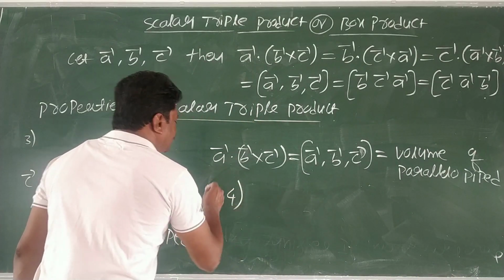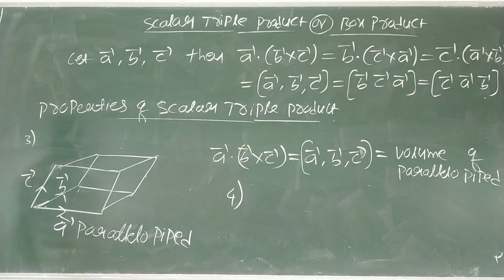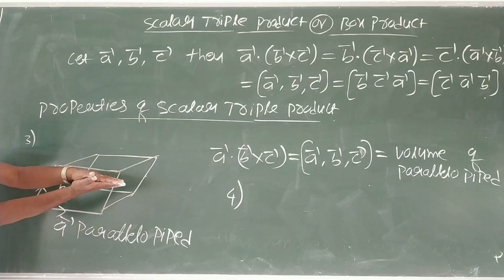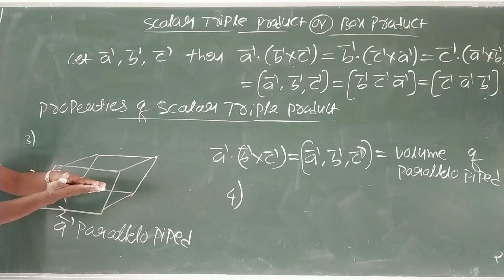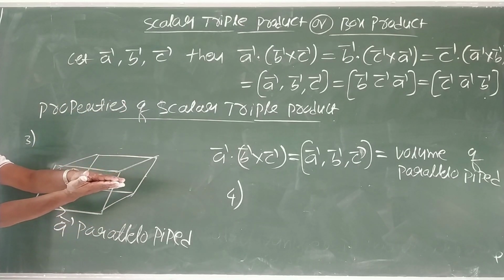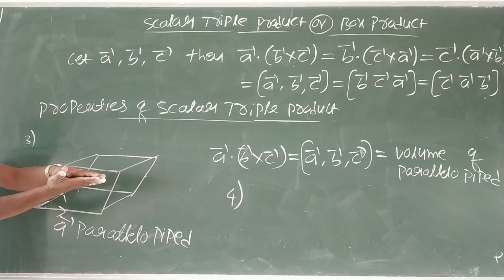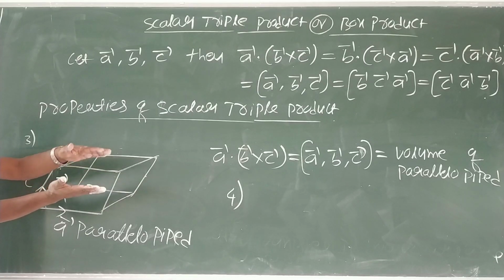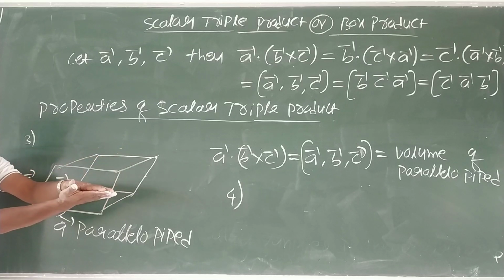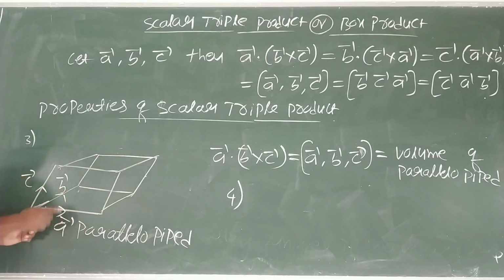So one more property, students. Property number 4. You do one thing. You press the box, students. If I press the box, you can see a plane. You press the box like this, you can see a flat shape. If it becomes a plane, what happens to these vectors? They lie on the same plane.